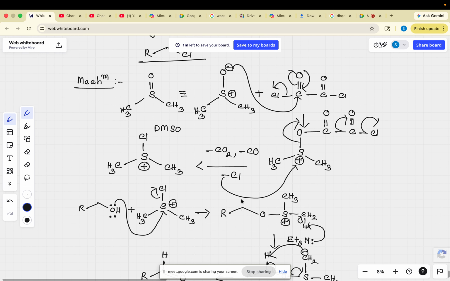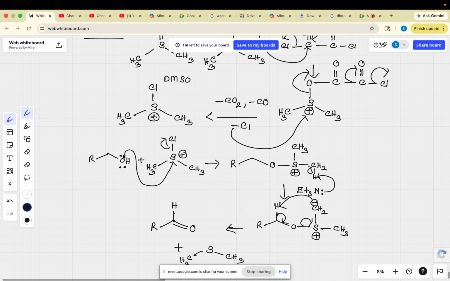Yes, sir. So what is the mechanism? First of all, O minus is attacking on this carbonyl carbon, you are getting this. Then CO2, carbon monoxide and chloride is leaving from here. So then Cl minus is attacking on this sulfur center, you are getting this. Then what is happening, the alcohol oxygen has a lone pair, so it is attacking on the sulfur center, chlorine is leaving from here. Then we are using the base.